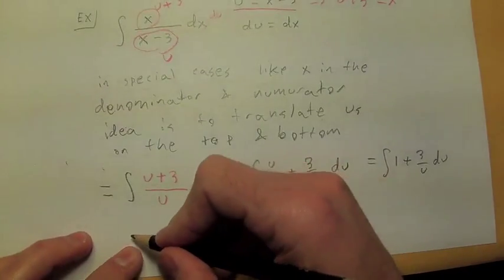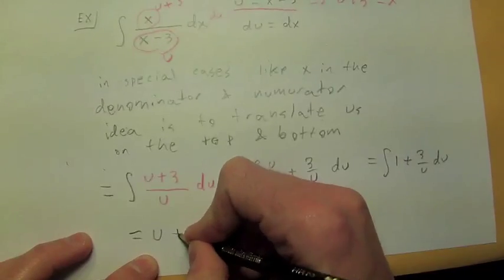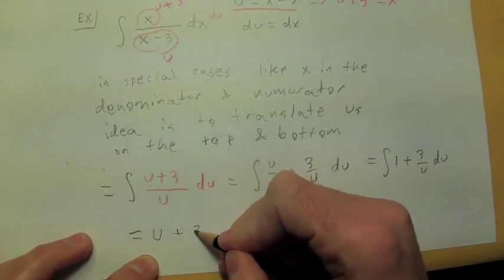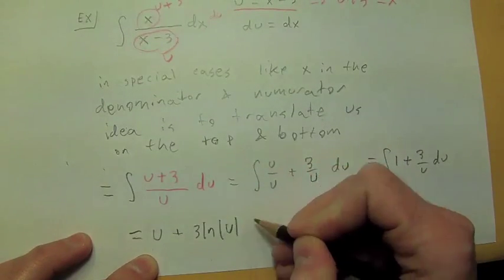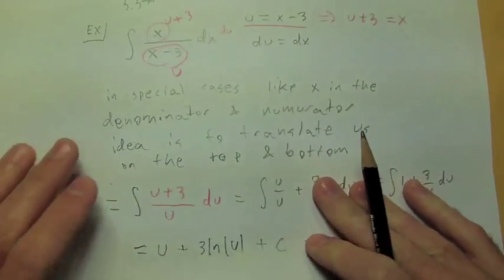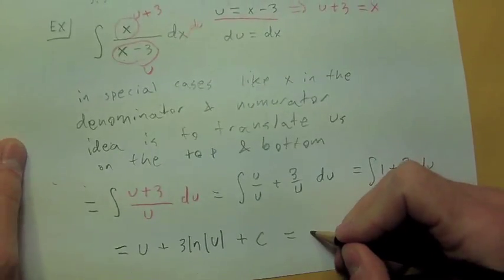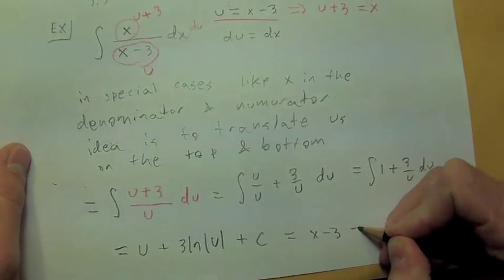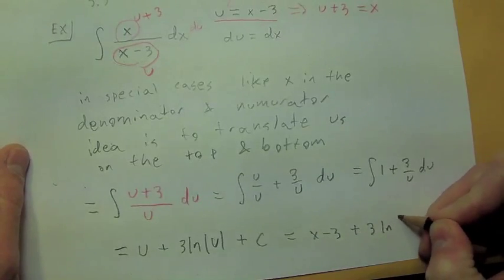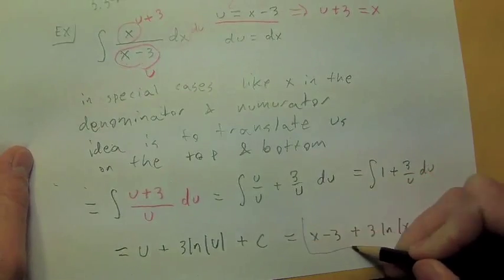So the integral of 1 is simply u. The integral of 3 over u is 3 ln absolute value of u plus c. And then you just put your x's back in. u was x minus 3, so this is going to be x minus 3 plus 3 times ln of absolute value of x minus 3 plus c.